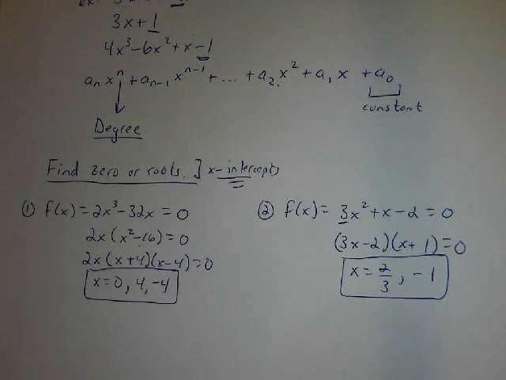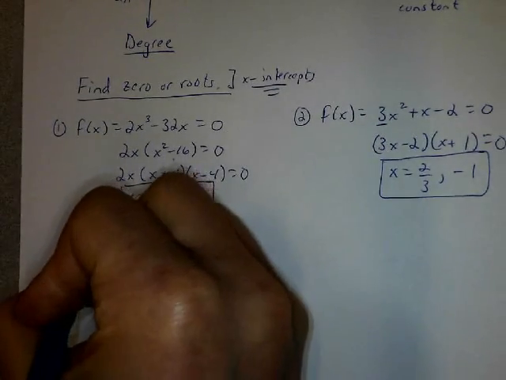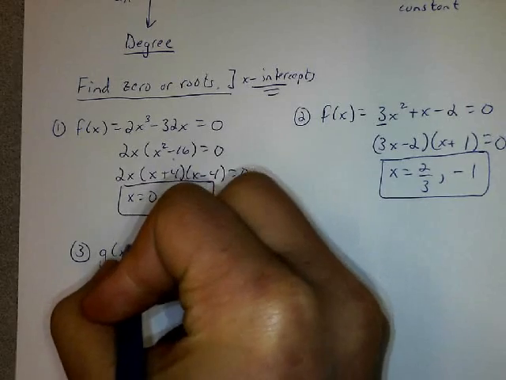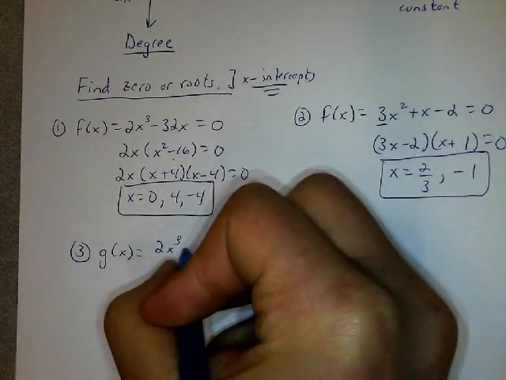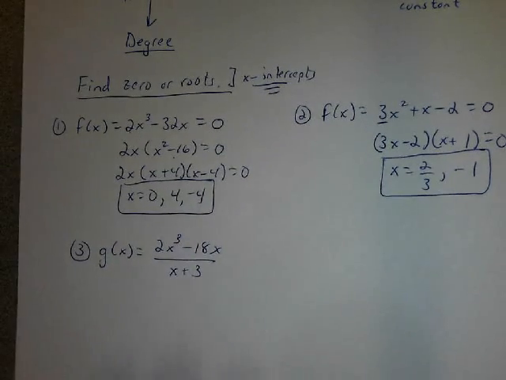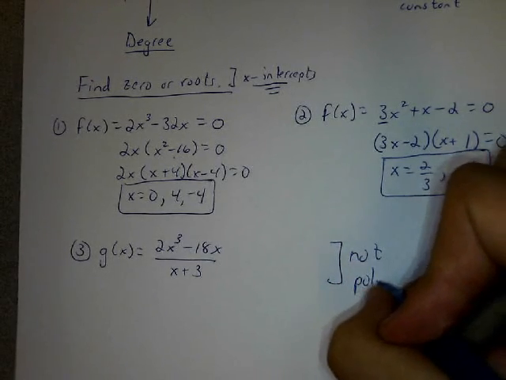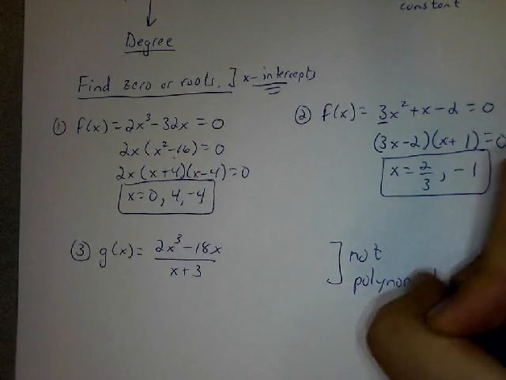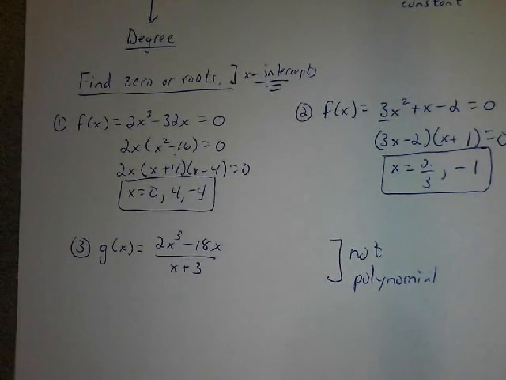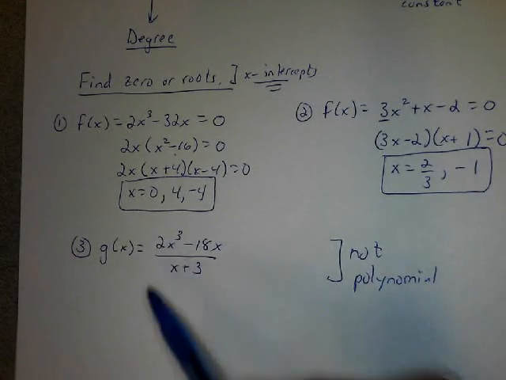I do these two examples because factoring is probably the most important skill from algebra that you'll use in calculus and pre-calculus. Let's do one more before we switch gears. Let's let g of x equal 2x cubed minus 18x over x plus 3. First and foremost, you should recognize that this is not a polynomial function. It is actually called a rational function, which we'll study later on. And the reason why it's not polynomial is because you are dividing by some expression.